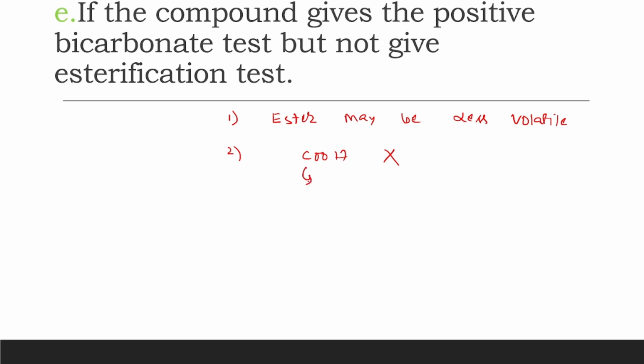There are some compounds which do not contain carboxylic acid group, yet they are positive for the bicarbonate test, like nitrophenol, aniline hydrochloride, vanillin, sulfanilic acid. Okay, and there are certain substances whose esters are less volatile, like nitrobenzoic acid, parahydroxy benzoic acid, etc.